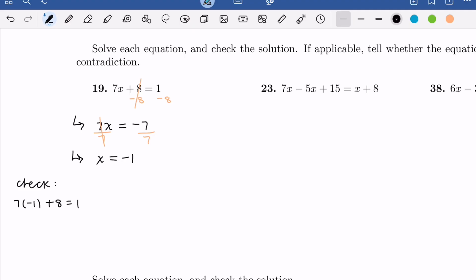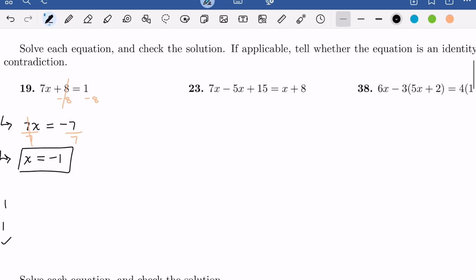So we're going to have 7 times negative 1. That's going to give us a negative 7. We're going to add 8 to it. Now notice negative 7 plus 8 is in fact 1. So we have 1 is equal to 1. So that is a true statement, which means this is a solution to our equation.